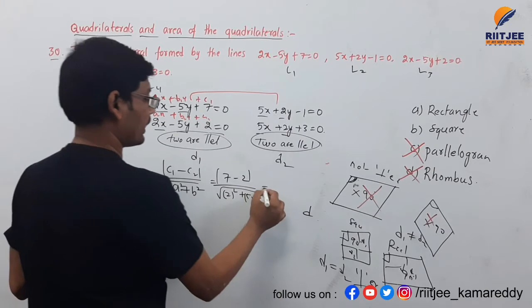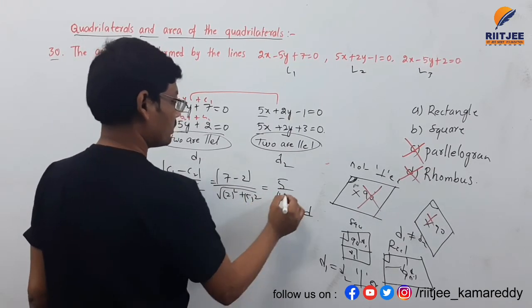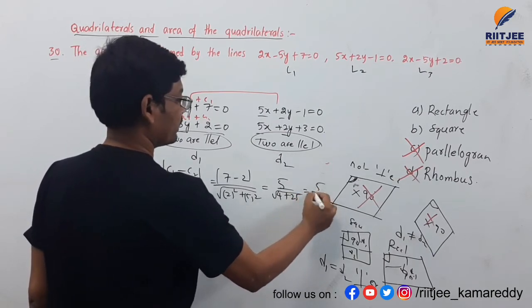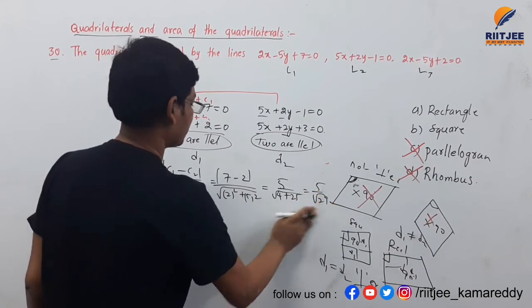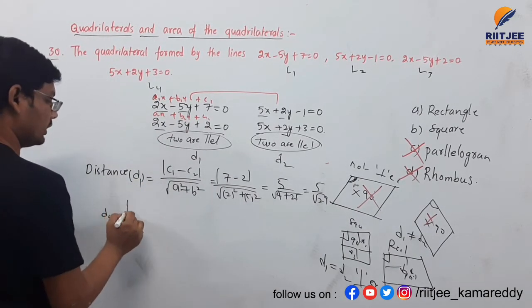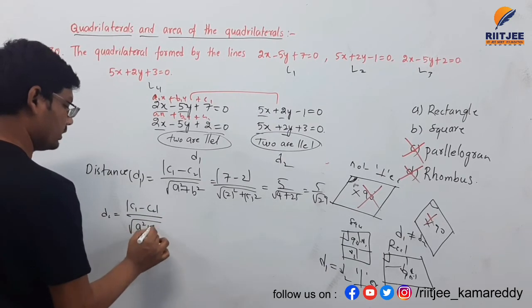So that is nothing but 5 by 4 plus 9, 4 plus 25. So 5 by square root of 29. This is D1, and D2 is equal to the modulus of C1 minus C2 by A square plus B square.